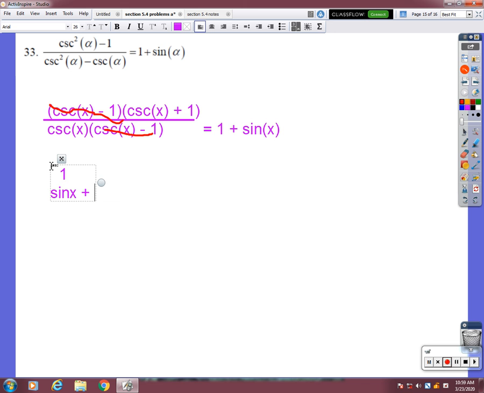Then I still have this 1 here, which in order to get that as a common denominator, I'm going to make that be sine over sine instead of being 1. And then cosecant on the bottom is also 1 over sine. Okay. And then that all equals 1 plus sine of x.